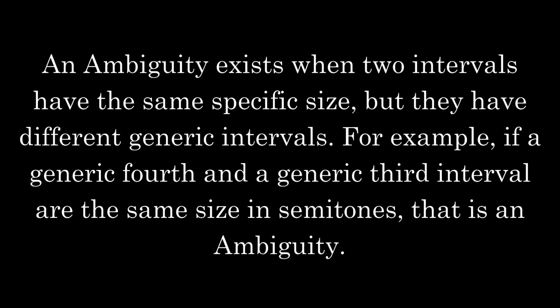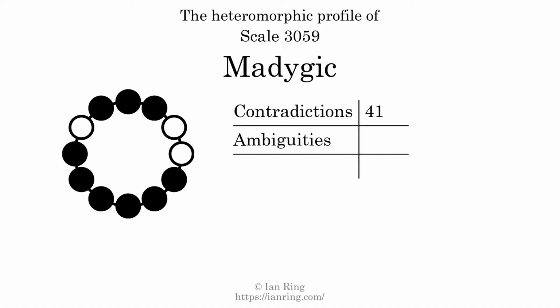An ambiguity exists when 2 intervals have the same specific size, but they have different generic intervals. For example, if a generic fourth and a generic third interval are the same size in semitones, that is an ambiguity. The number of ambiguities in this scale is 103.